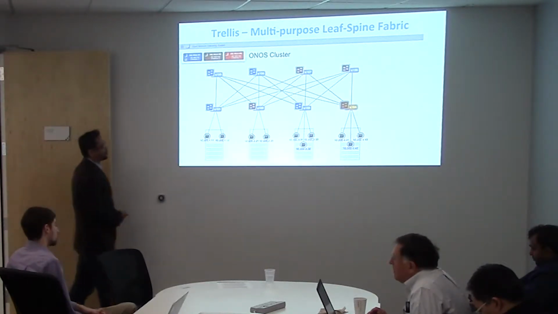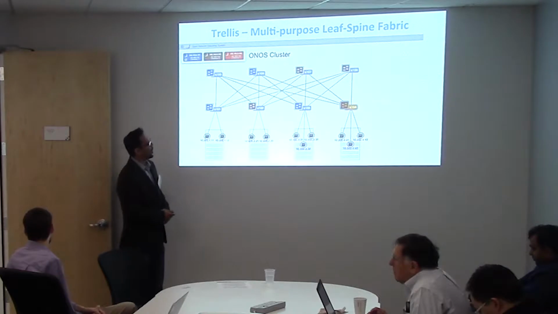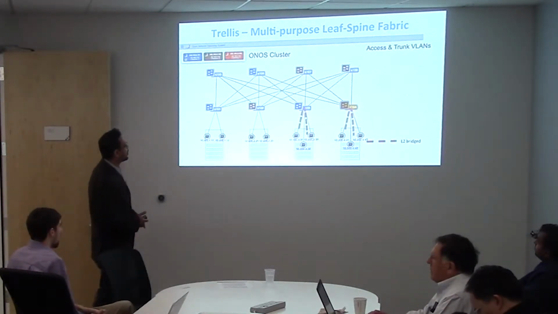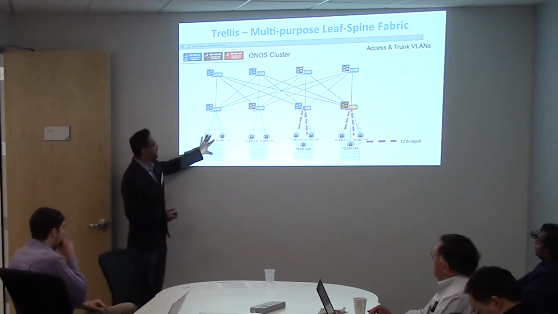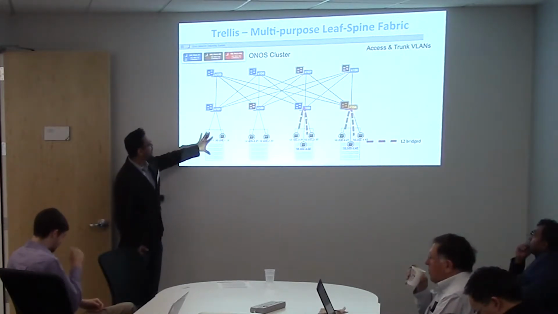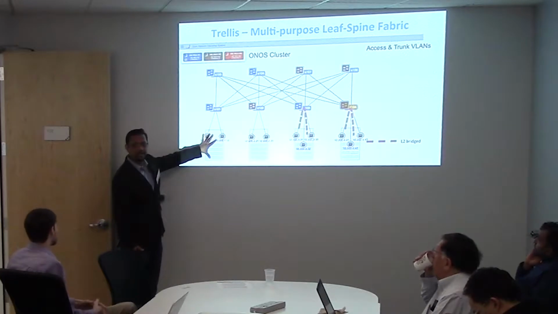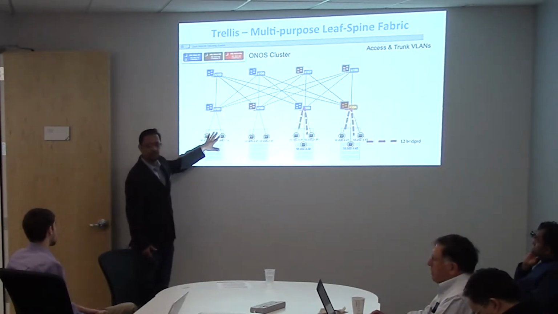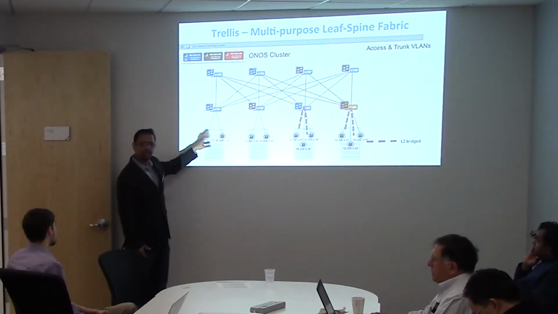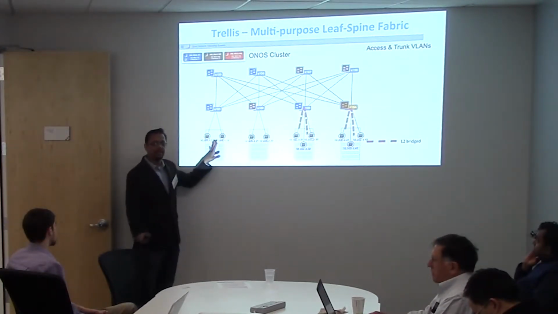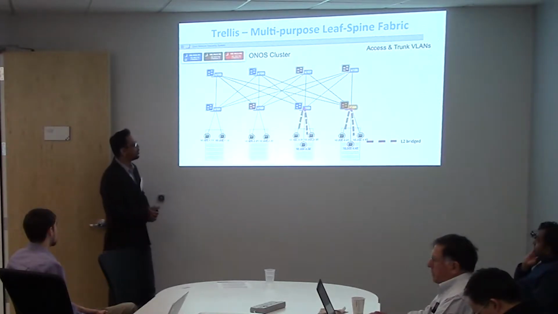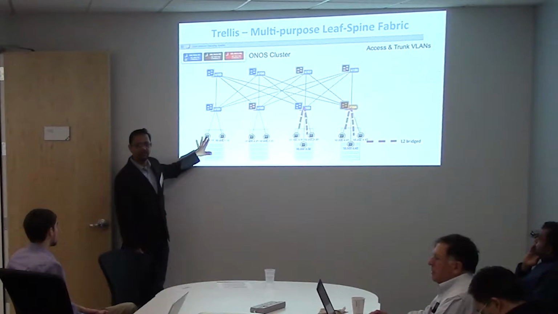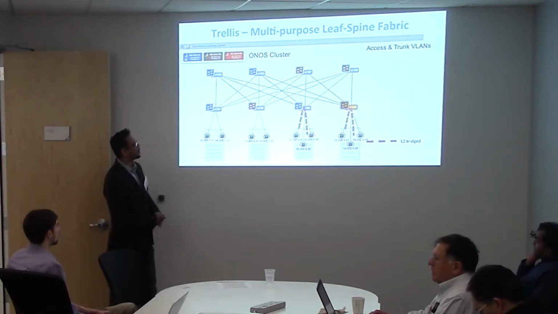So what are the features we support? First and foremost, we support access and trunk VLANs. Typically the entire compute rack is in the same bridging domain. So traffic between nodes on this rack is bridged, and you can have access VLANs and trunk VLANs, normally the things that you expect in bridging. You can have one subnet or multiple subnets. Subnets are the same as the VLANs in this particular case.